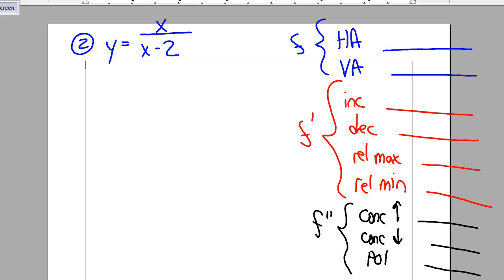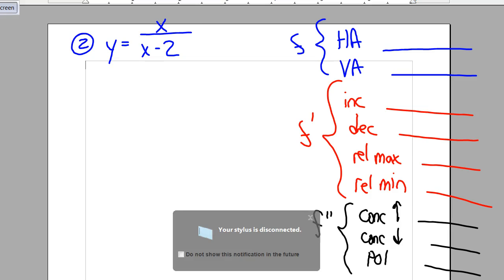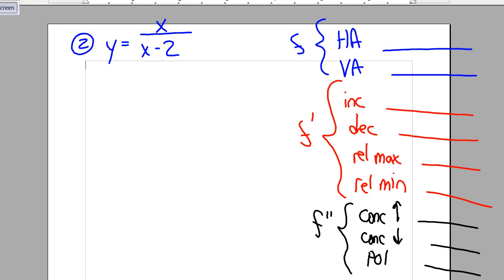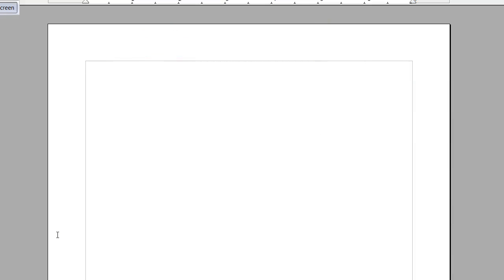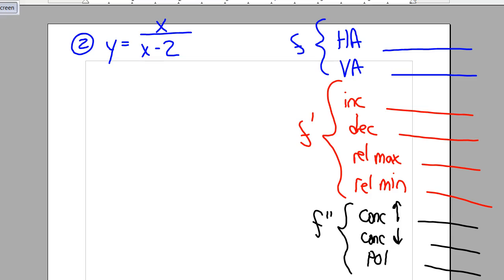You guys want me to do it or you want to do it? Do you want to try it before I do it? Alright. Pause this and then. So horizontal asymptote, with the highest powers tied, you look at the coefficients. So 1/1. We have a horizontal asymptote at y equals 1. Vertical asymptotes from the bottom equals 0, which is at x equals 2.